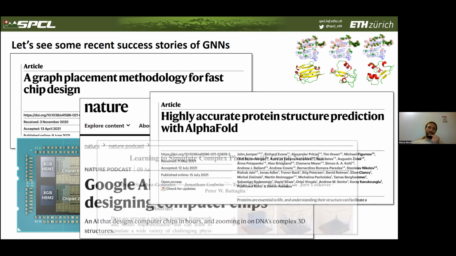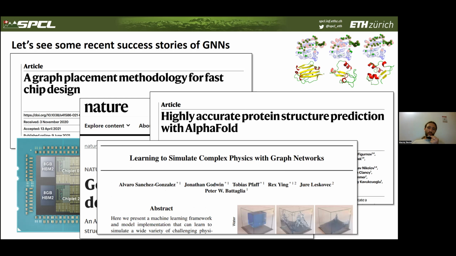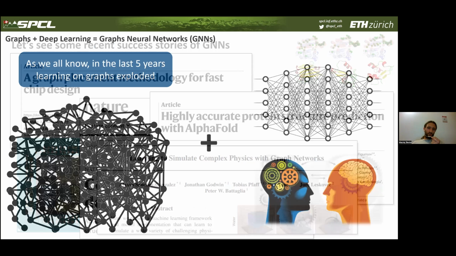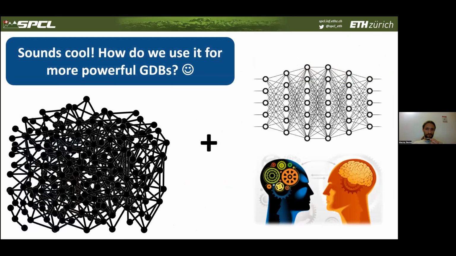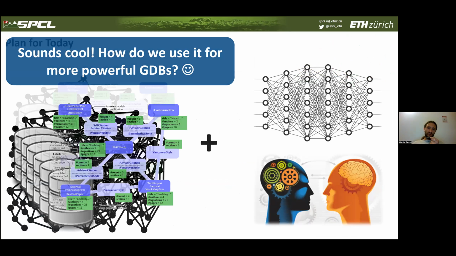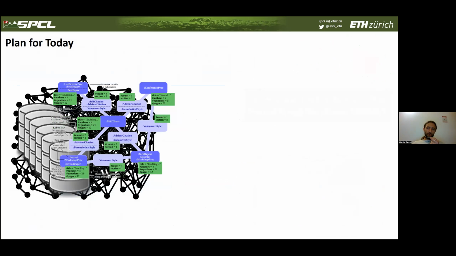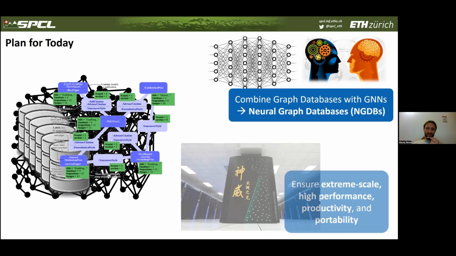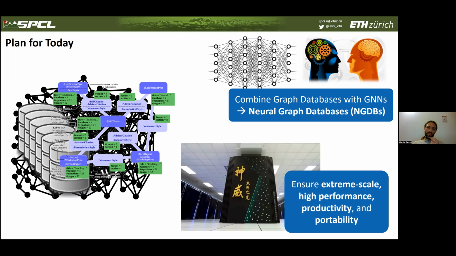Then there are tons of other different schemes, ranging from learning to simulate complex physics with GNNs up to even proving novel mathematical theories. Right? So basically, we know that we would like to use them, and the question is, how do we use them for more powerful graph databases? So the plan for today is that we'll first take a look at how to combine the power of GNNs with graph databases at the data model level. And then we'll take a very brief look, a very brief summary at some of our recent insights into how to scale them to really big scales, ranging to hundreds of thousands of cores.